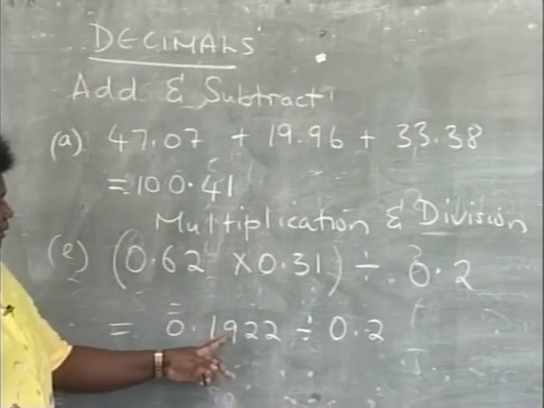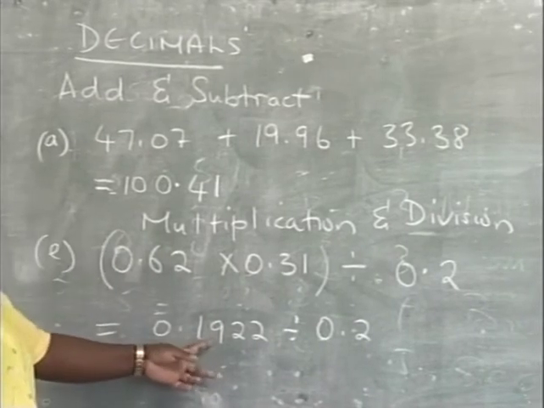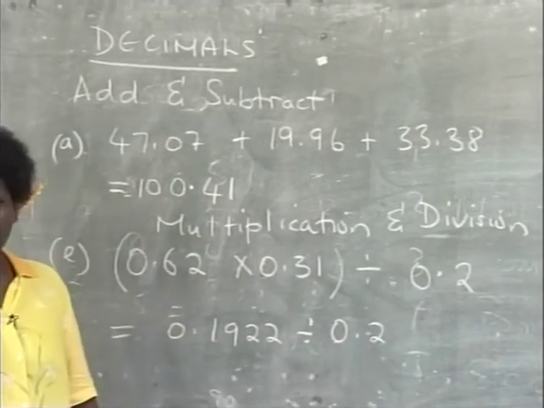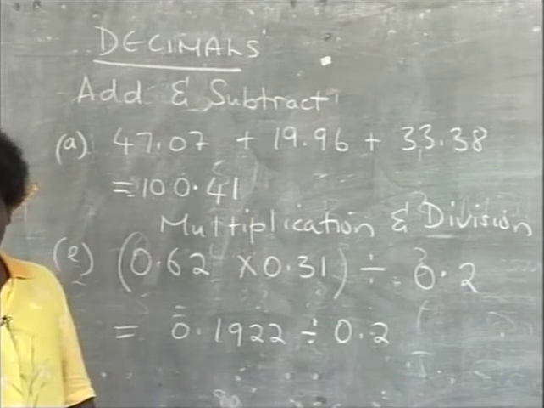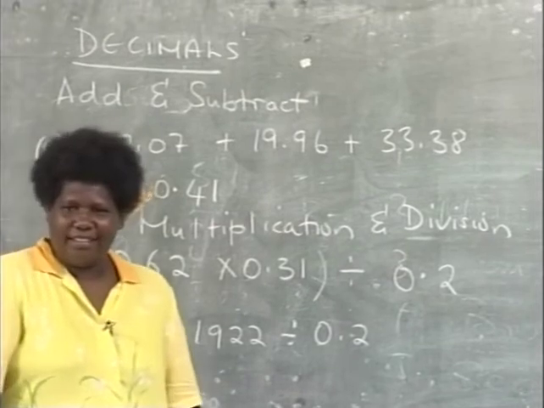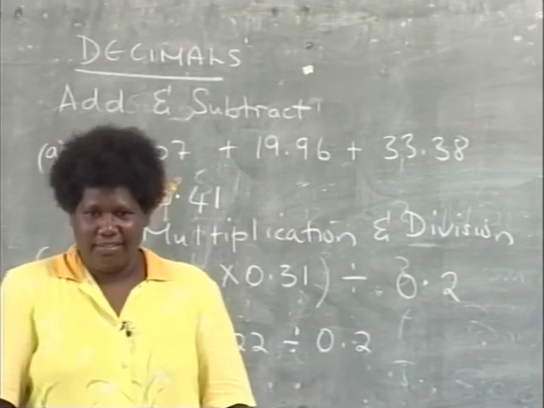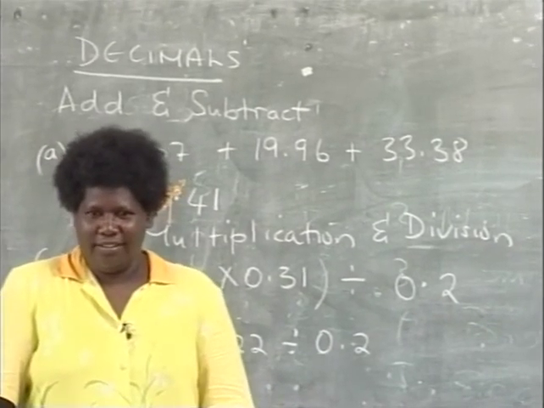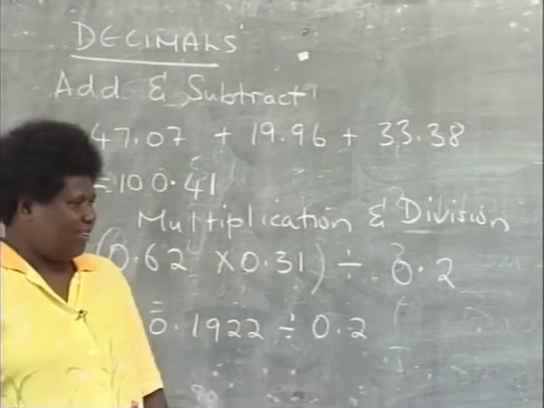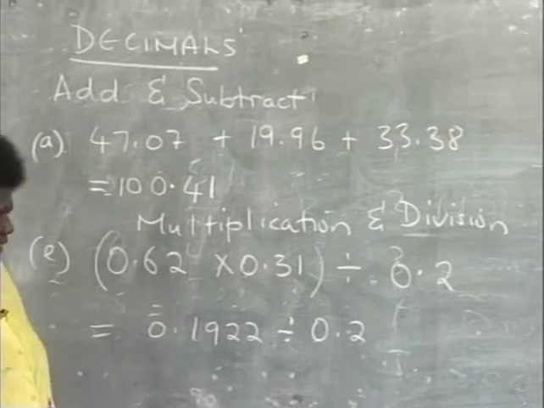So I multiply 0.1922 by 100. I also multiply 0.2 by 100. That's what she's saying. I forgot her name. Who? Hekoi. Okay. Is what Chutali is saying true?